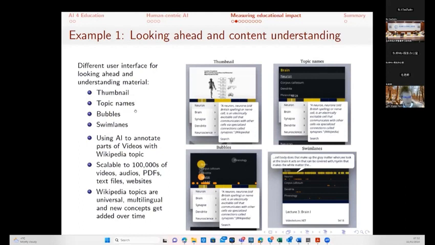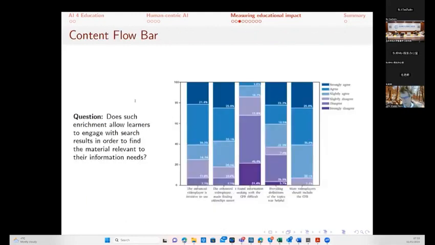And we wanted to understand whether this was useful or not. So we had a user study in which we asked them to perform certain tasks. In one setting, they were given this, we call it the search bar, and in the other, they were just given a normal interface. And they were asked at the end whether they were able to perform the task more effectively with the bar present. So the question was, does such enrichment allow learners to engage with search results in order to find the relevant materials relevant to their information needs?